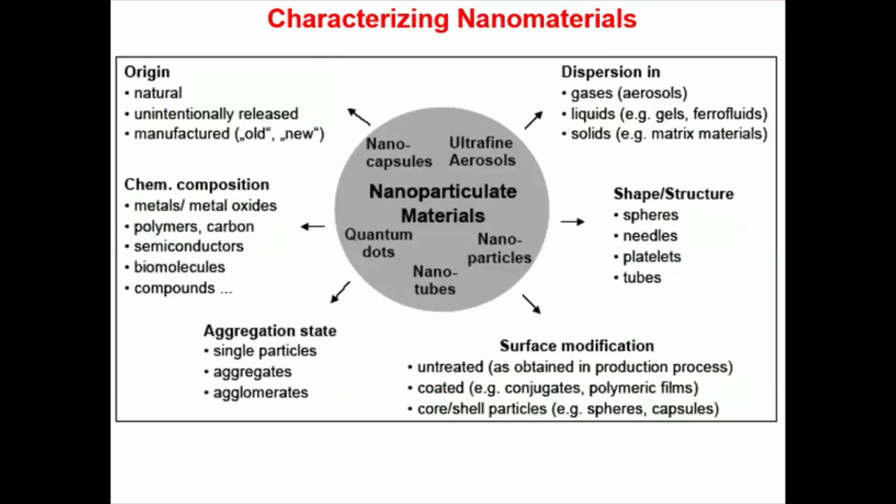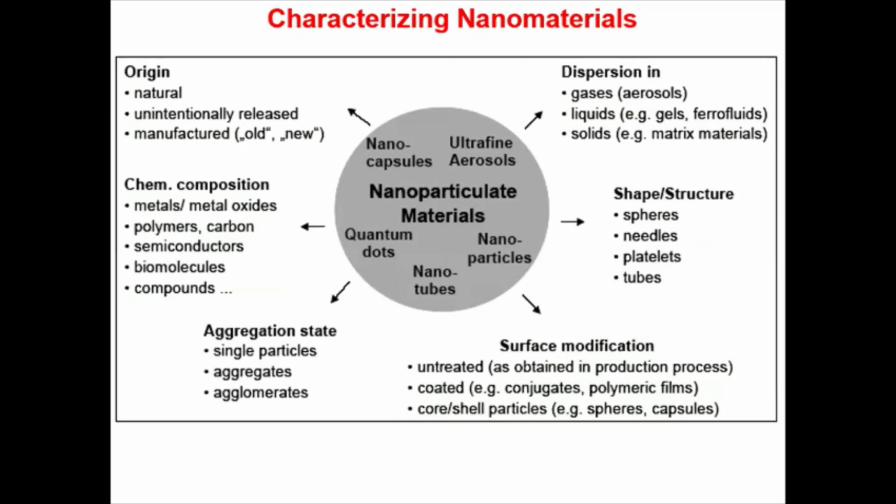Nanomaterials, you can characterize in different ways: either as nanoparticles, nanotubes, quantum dots, nanocapsules, or aerosols, depending on the different schemes. Suppose you have a manipulation of shape and structures: spheres, needles, platelets, tubes, you characterize as nanoparticles.